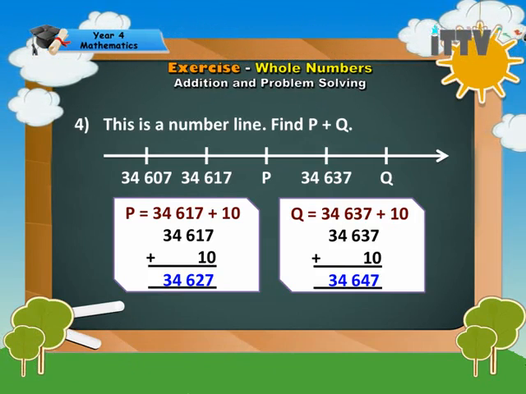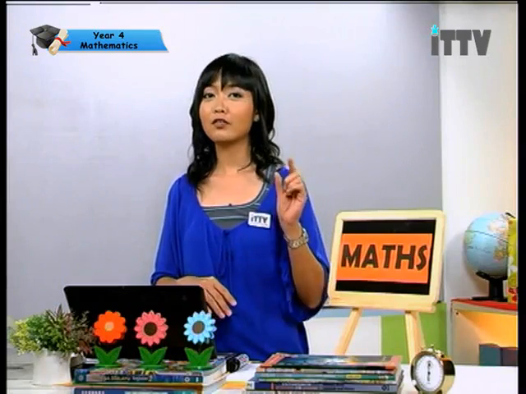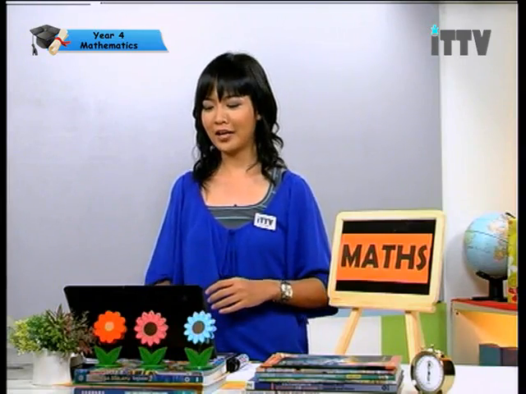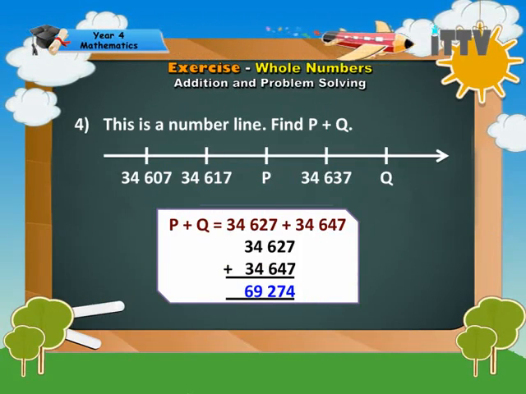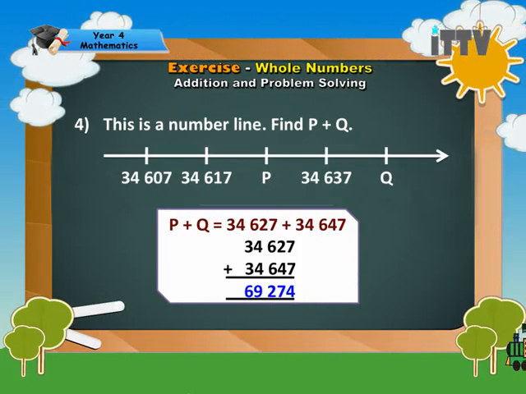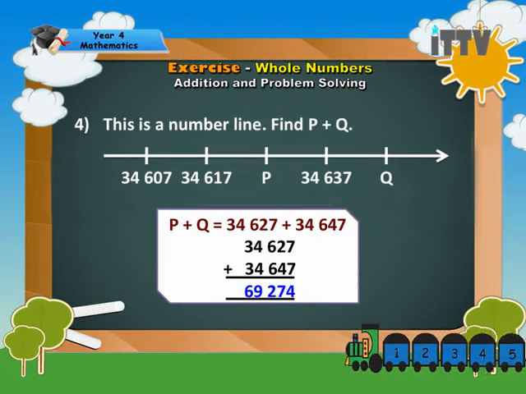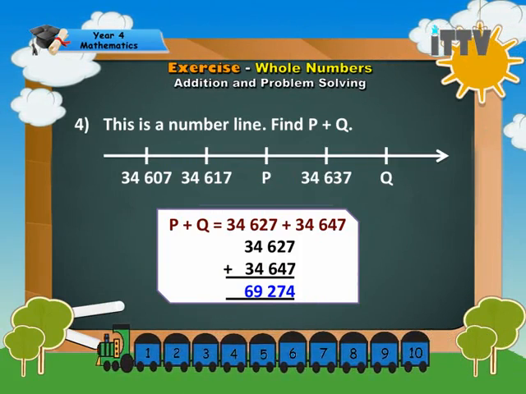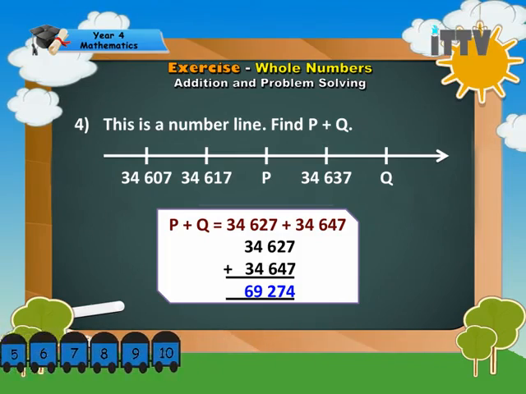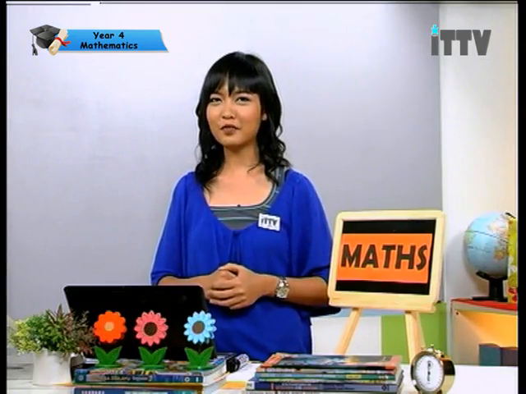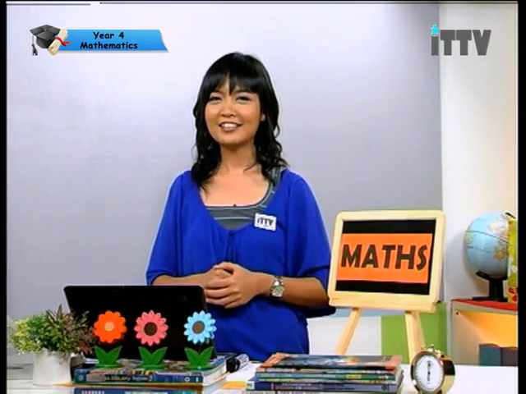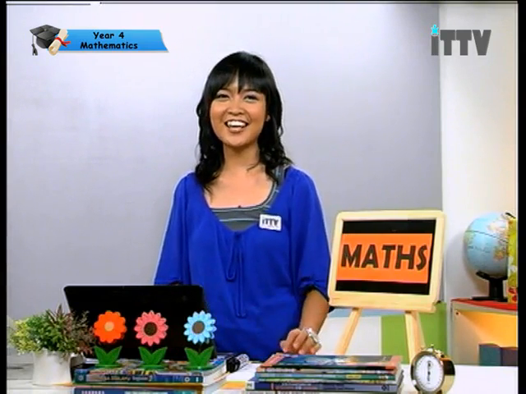34,647. Now, since we have the value for P and Q already, we can add them together. Like this. So P and Q is actually 69,274. Did you get the answer right? Yeah, question 4 requires more steps, yeah, to find the answer. But it is not that difficult after all. Now let's move on to our lesson for today.